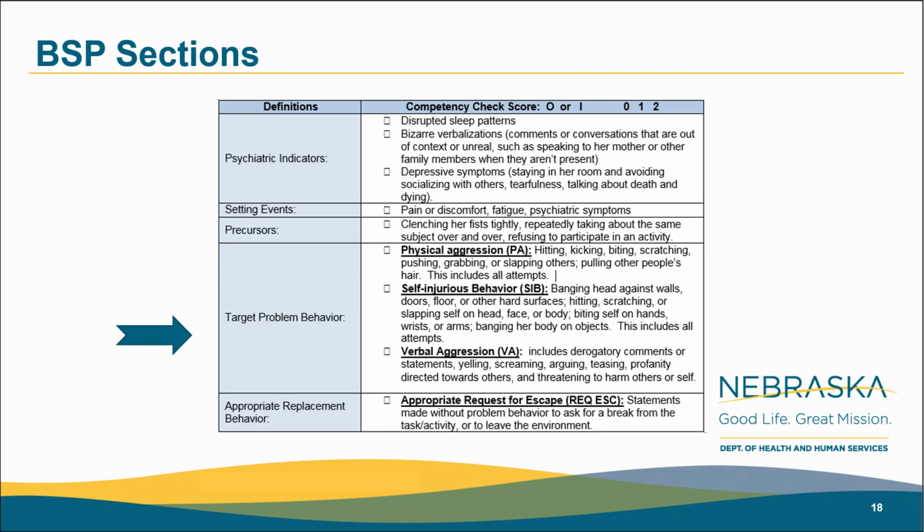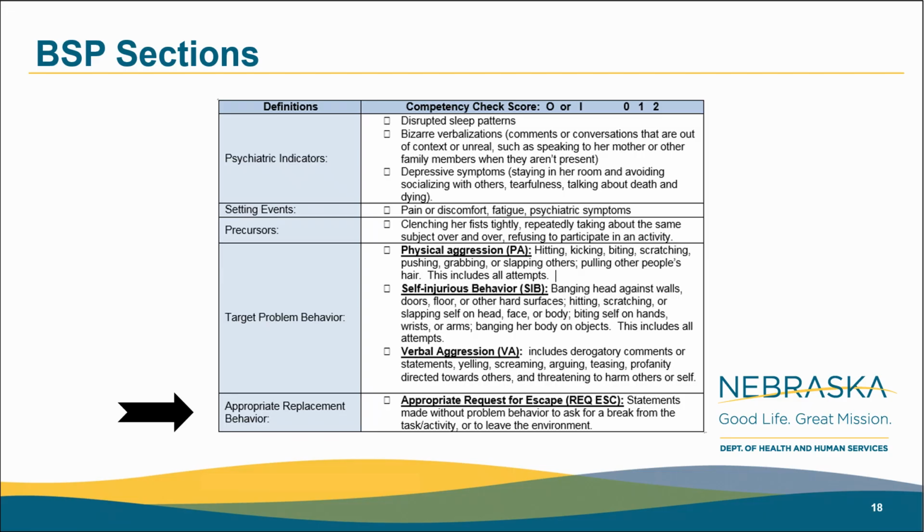For example, in Betty's BSP, physical aggression is specifically defined as hitting or kicking others, biting, scratching, pushing, grabbing, or slapping others, or pulling others' hair. In Betty's case, this includes all attempts. For example, if Betty attempts to kick someone else but does not make contact, it will still be recorded as physical aggression. Sometimes attempts will not be included in the BSP, so again remember that each BSP is written for a specific individual.